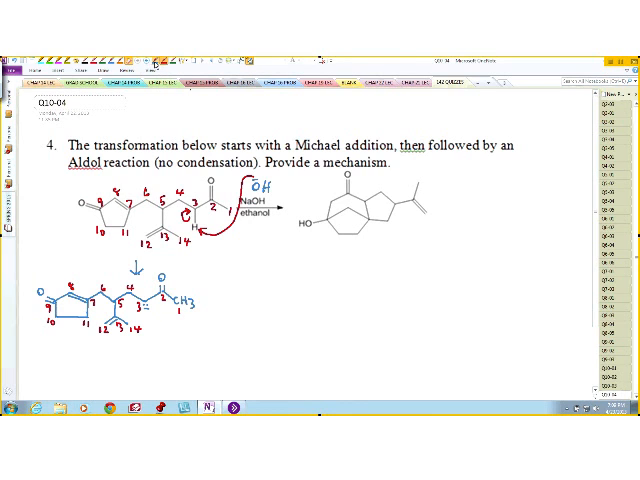So, this enolate here, I'll use my red pen. The enolate here will come here and attack this here. This is your Michael reaction right here. And then the electrons go to this carbon. So you form enolate on carbon number 8. And therefore, we get this intermediate.